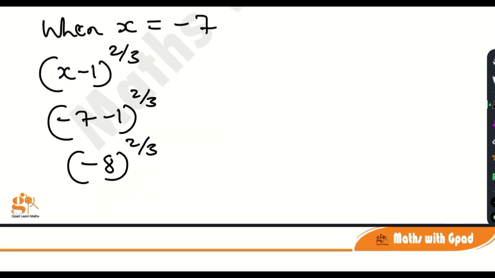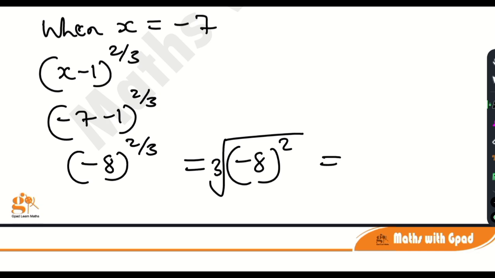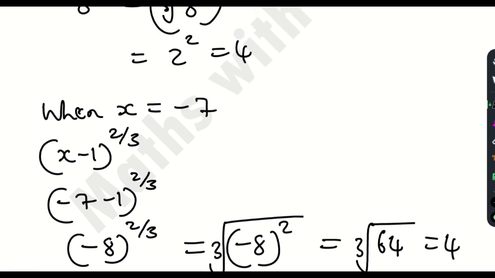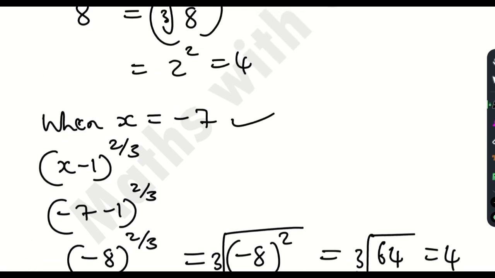And I told you that the numerator is the power, while the denominator is what? Root. So this is minus 8 all raised to the power of 2, then the cube root. So what is minus 8 raised to the power of 2? That is 64. And the cube root of 64 is what? 4. So yes, x is equal to negative 7 and x is equal to what?